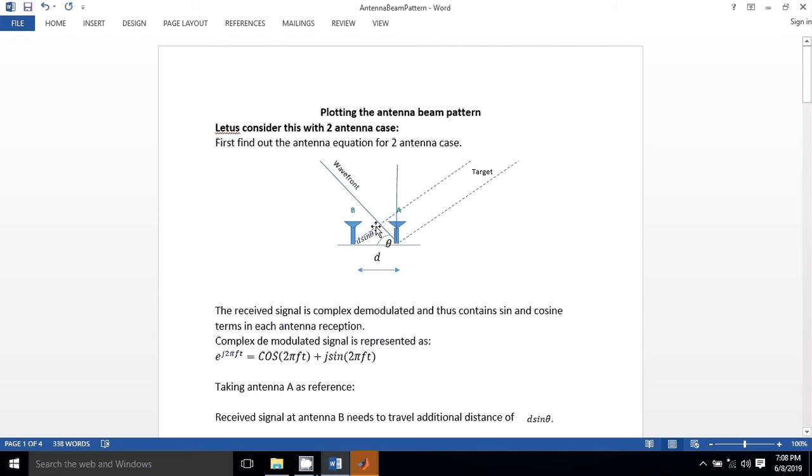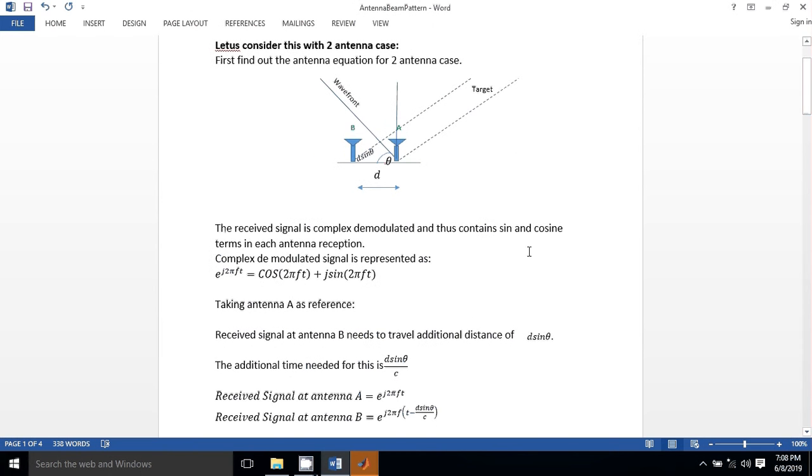However, the delay needs to be converted in terms of radians or seconds. If the signal length is lambda meters, that corresponds to 2 pi. Then this delay d sine theta corresponds to d sine theta by c. This delay corresponds to d sine theta by c. So maybe this will elaborate further.